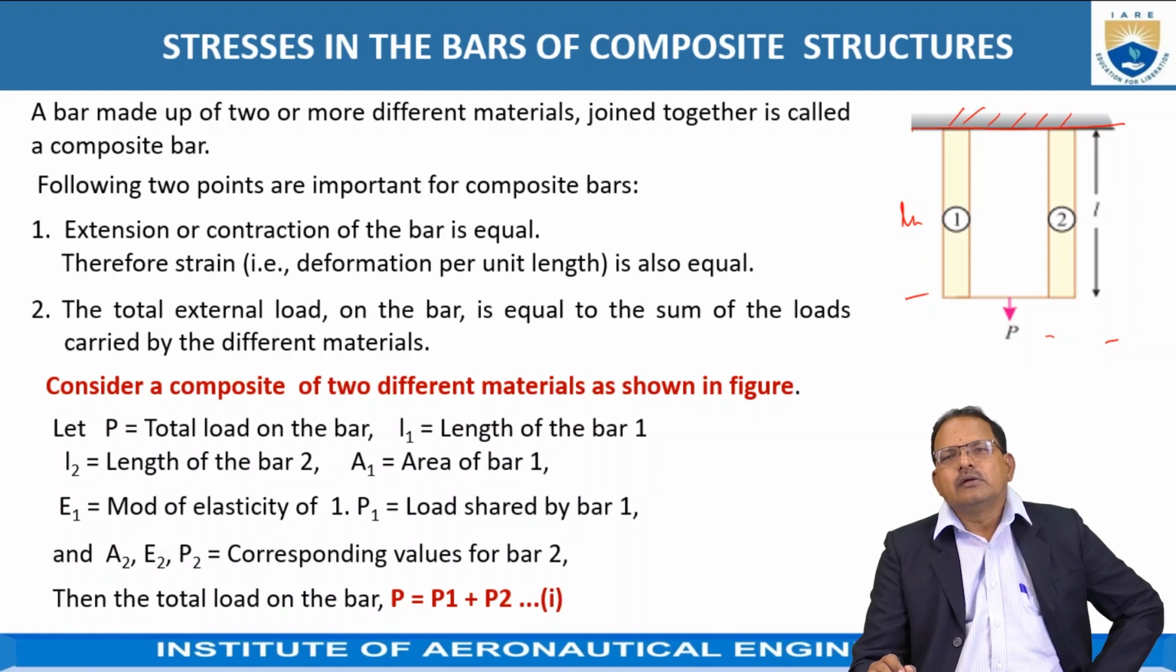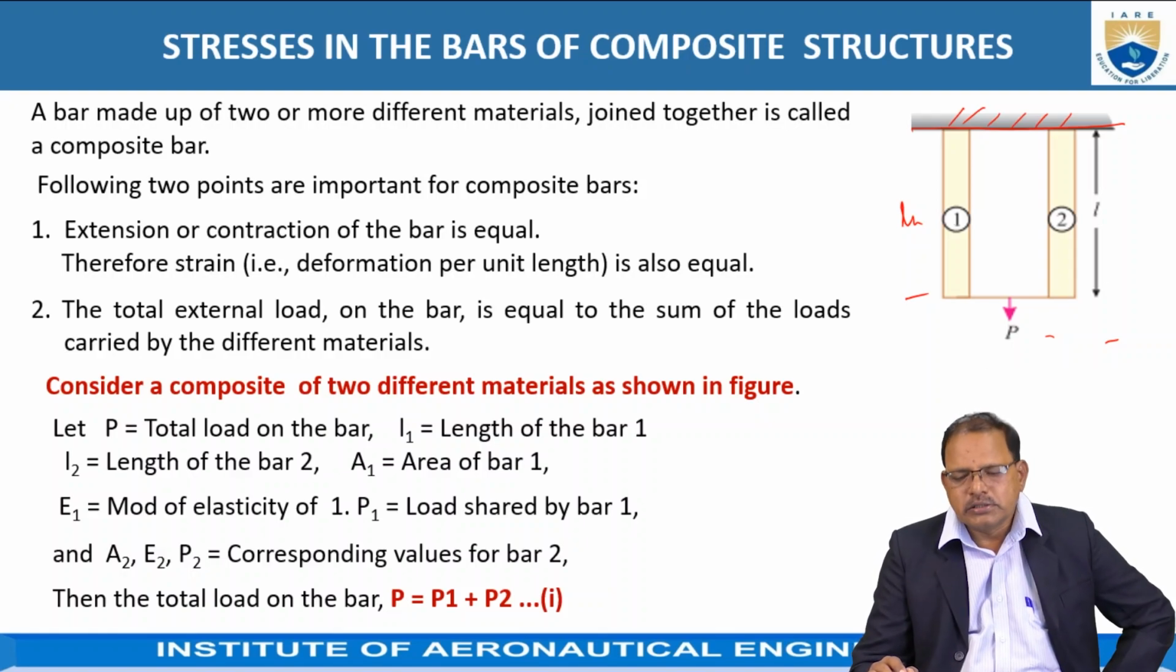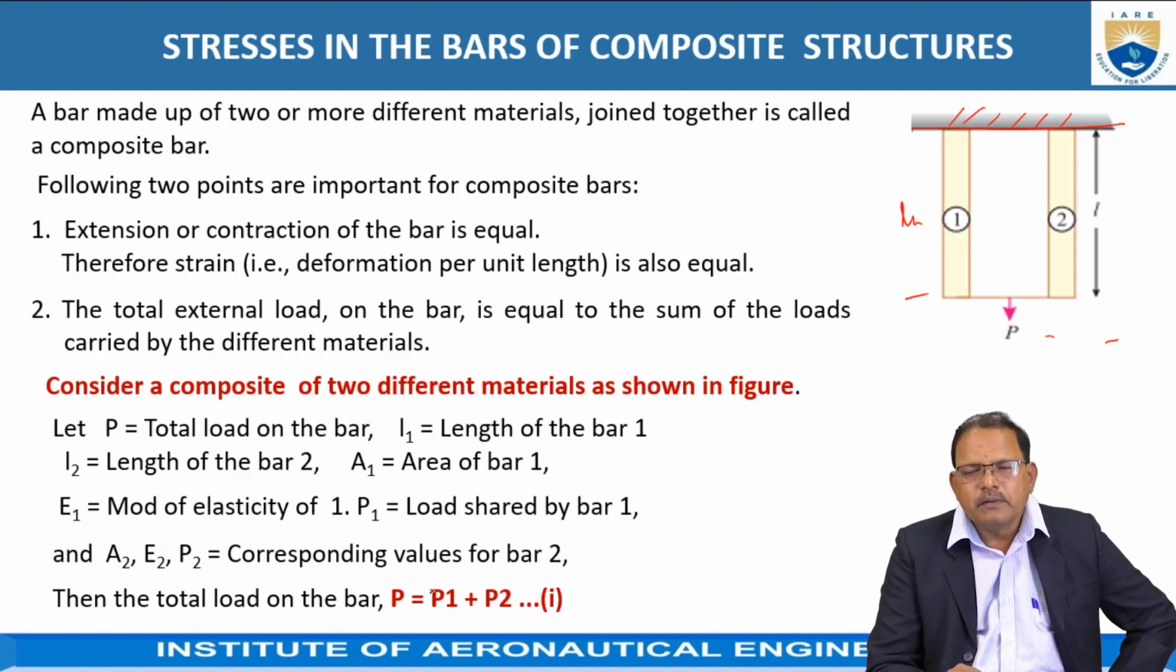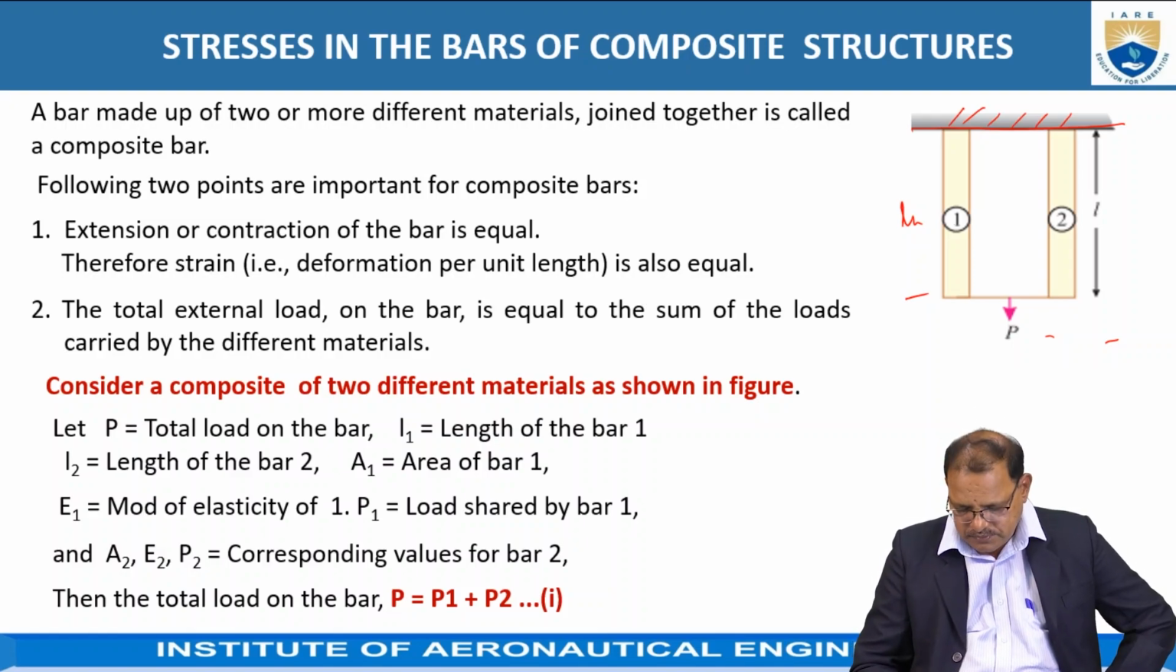So, according to the fundamentals of composite bars, the total load P is equal to P1 plus P2, where P1 and P2 are the loads shared by each bar. P is the total load that is acting on the composite bar.